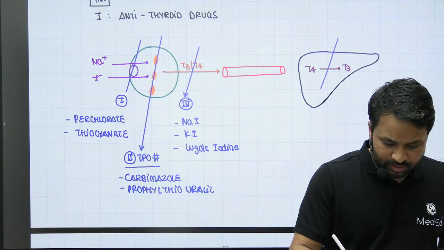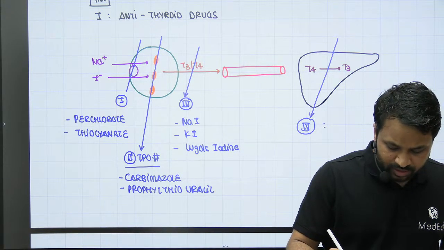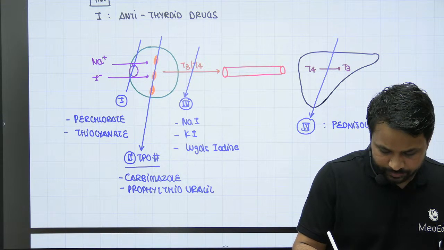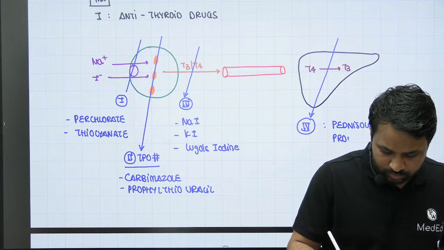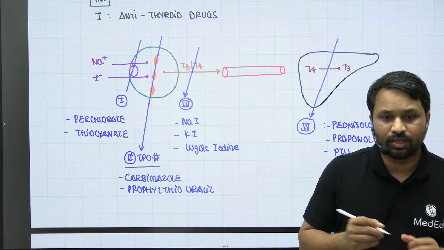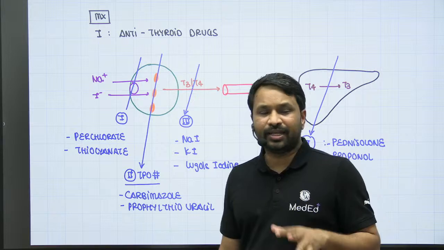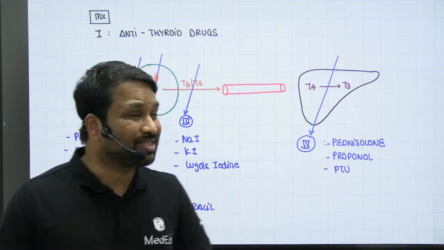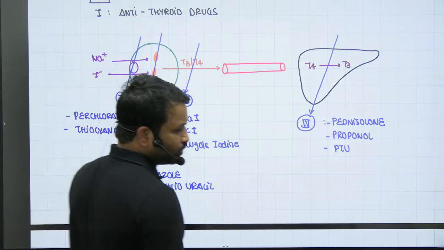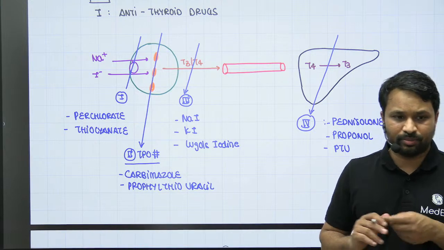And the last set of drugs is going to inhibit the peripheral conversion. Number 1 is going to be prednisolone. It's a steroid. Then you have propranolol, and you have our propylthiouracil. So these are the anti-thyroid drugs. Rather than trying to remember them as one single drug, I have given you the entire mechanism of action, so how are we going to use these drugs. Each and every important mechanism is mentioned here.